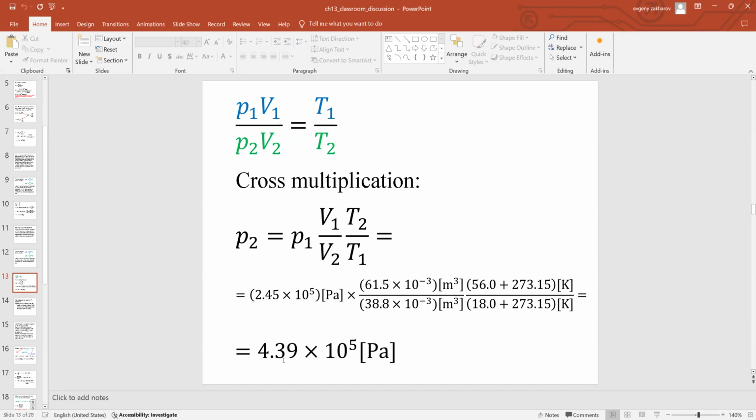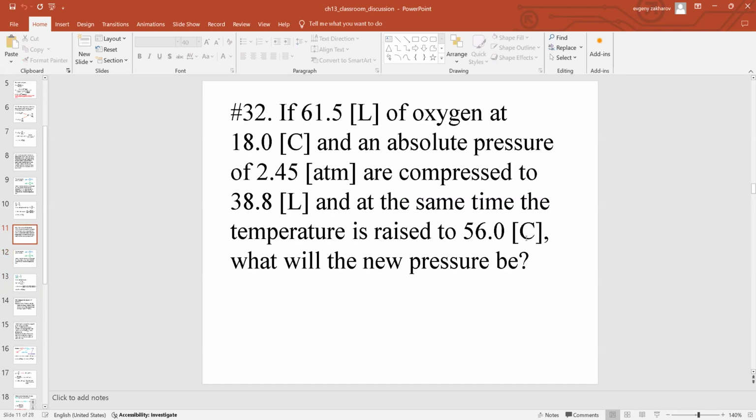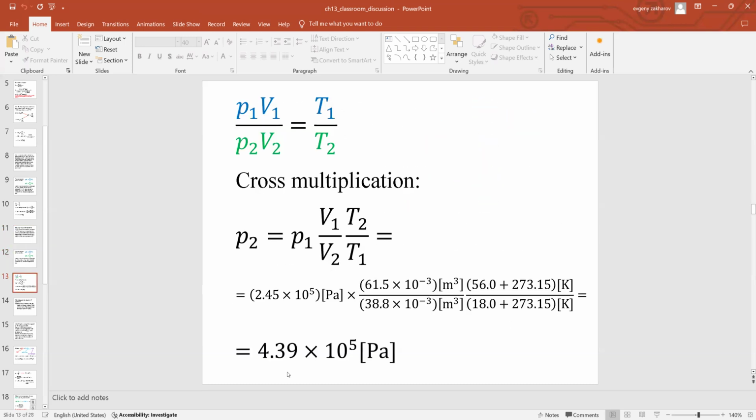So it's 400,000 and 39,000 pascals. That's the new pressure after you increase the temperature and compress the volume, which makes sense. Volume is less, pressure is more. And if you heat it up, remember the Charles law, the more the temperature, the more the pressure, so definitely an increase in pressure. If pressure was 2.45, now you get 4.39, so the pressure is doubled. Makes sense. That's what you would expect. You would expect pressure to be more.